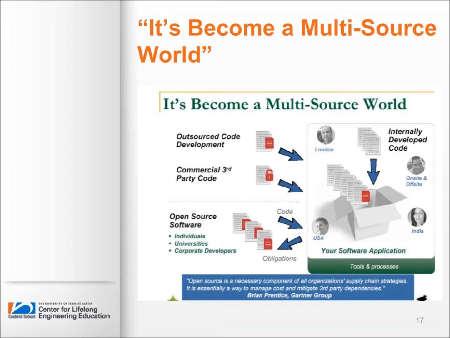There are tools and processes that come into place. So open source is a necessary component, really, of all organizations' supply chain strategies. It's an essential way to manage cost, also to mitigate some third-party dependencies, and so the ecosystem of where you get your software from and how you manage it is broadening.